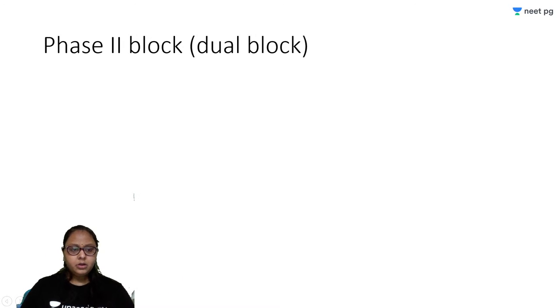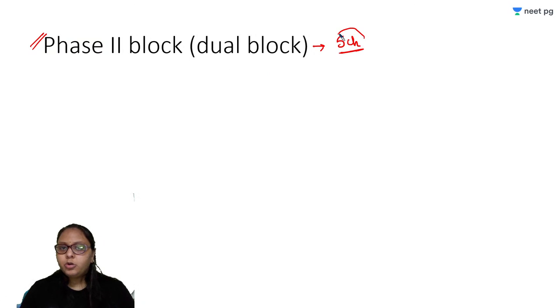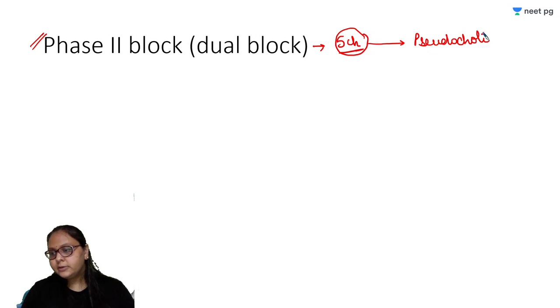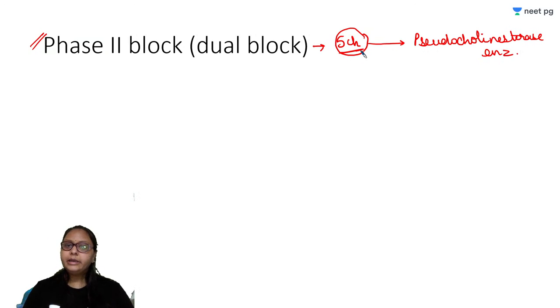Okay. So the phase 2 block or the dual block, it is shown by succinylcholine. Now what is phase 2 block or the dual block? See, the succinylcholine, I told you, it is hydrolyzed by pseudocholinesterase enzyme. Okay, so this succinylcholine, it is hydrolyzed by pseudocholinesterase enzyme.